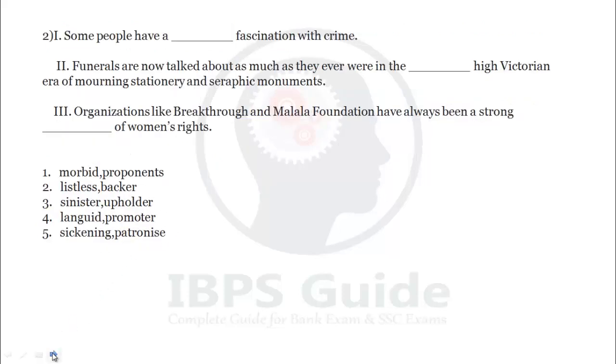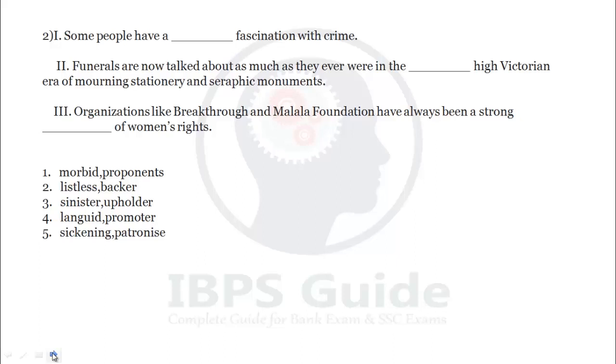Next, question number 2. Some people have a dash fascination with crime. Second sentence, funerals are now talked about as much as they ever were in the dash high Victorian era of mourning stationery and the seraphic monument. Third option, organizations like Breakthrough and Malala Foundation have always been a strong dash of women's rights. First option we have is morbid.